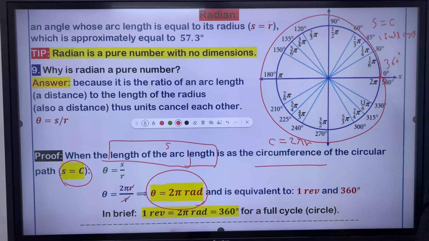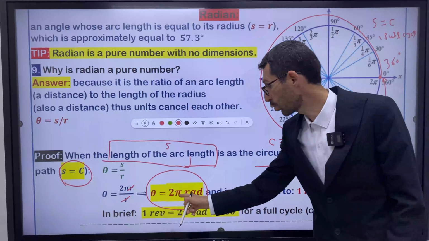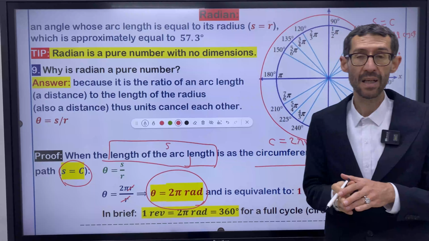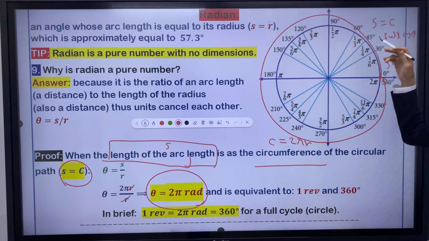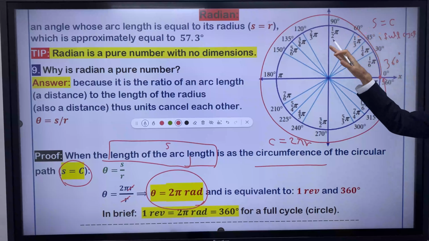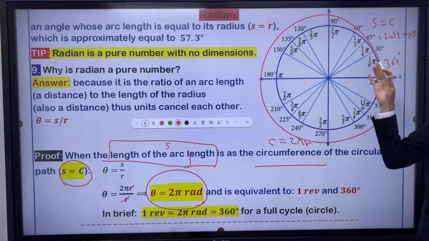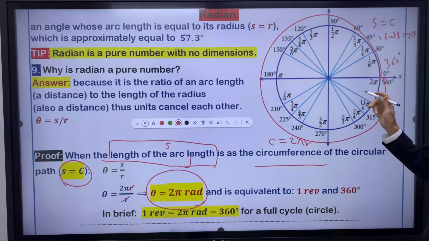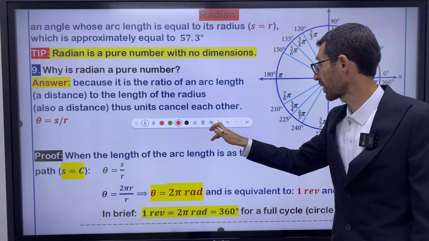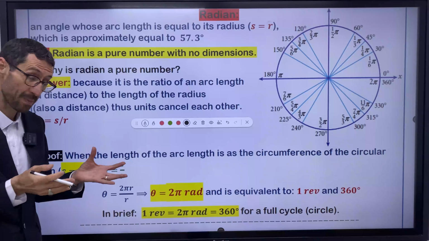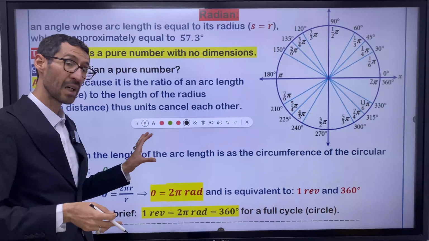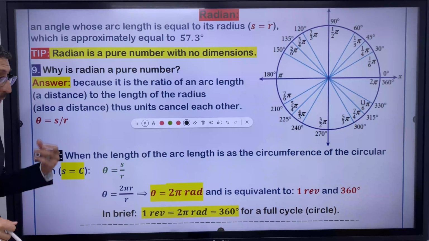So one rev or one full cycle or one full circle is equivalent to 360 degrees and is equivalent to 2 pi rad. So all of these values balance one another. Did you understand? I'm sure you understood the subject because I showed it to you on this graph. Let me erase it, and after that I'm going to summarize our speech and the goal of the proof.